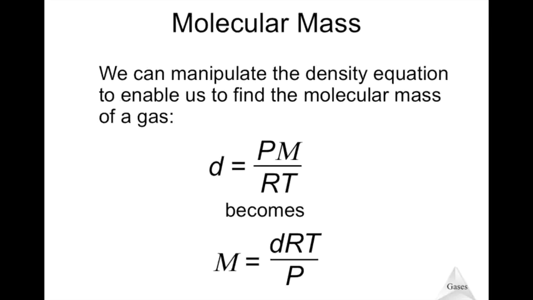So rearrange that a little bit again. Density equals P times M over RT. Or you can figure out the molecular mass. The molecular mass is just the density times the gas constant times temperature divided by pressure. So we can rearrange that a couple different ways to be a little bit more useful.